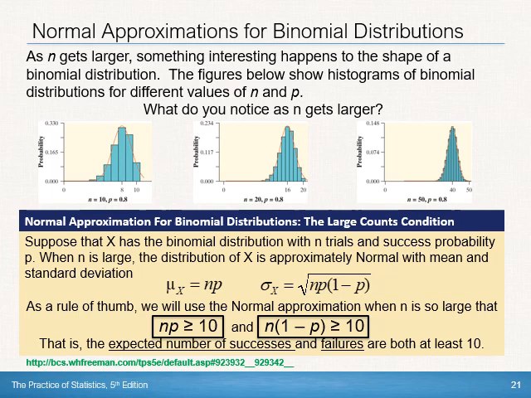So n times p is the expected number of successes. n times 1 minus p is the expected number of failures. And both of these must be larger than 10. And then we could use a normal distribution, and a normal distribution requires a mean, so we would use n times p, and requires a standard deviation, and we would use the standard deviation calculation for the binomial situation to give us our mean and our standard deviation for the normal curve.